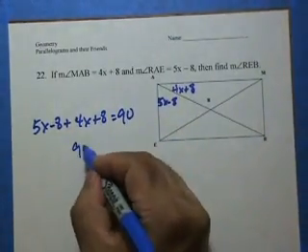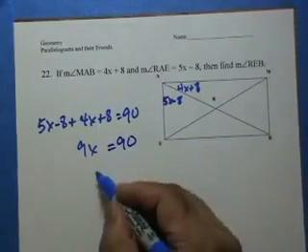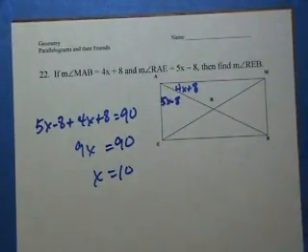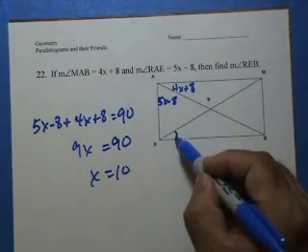Combine like terms on the left. The 8's cancel, leaving you with just 9x on the left. So x equals 10. Substitute. Now the question is, where do you substitute it? The measure of angle REB, that's the one we're asked to find, is right here.